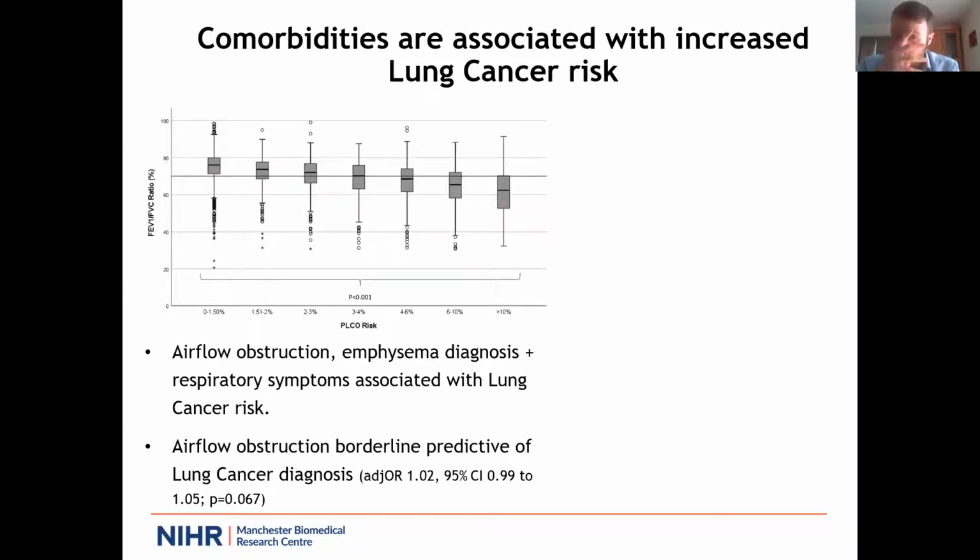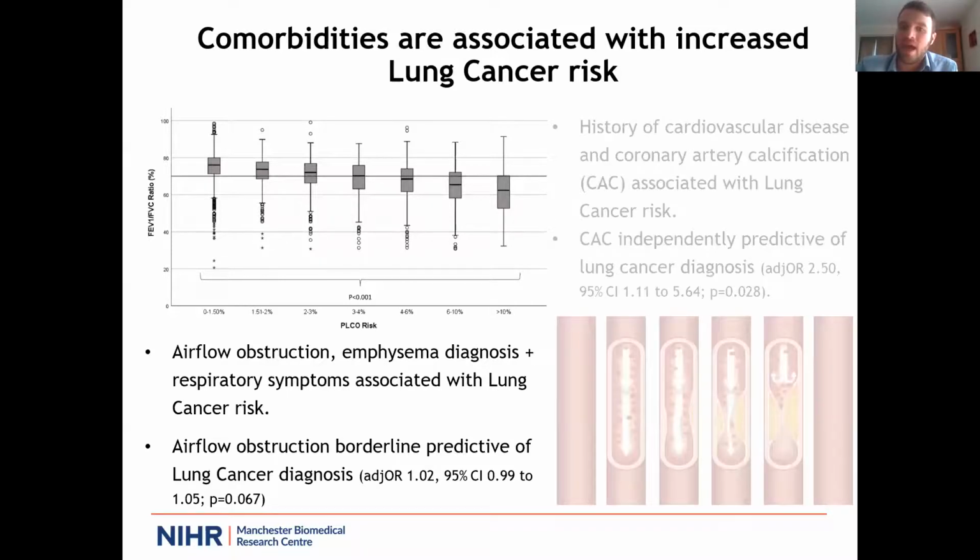So we show that with regards to airflow obstruction in this figure over here. And also airflow obstruction was borderline predictive of lung cancer diagnosis in this cohort, of actual diagnosis of lung cancer. There's other literature which shows that it is predictive. We couldn't show that significantly, but it's something indicative there.